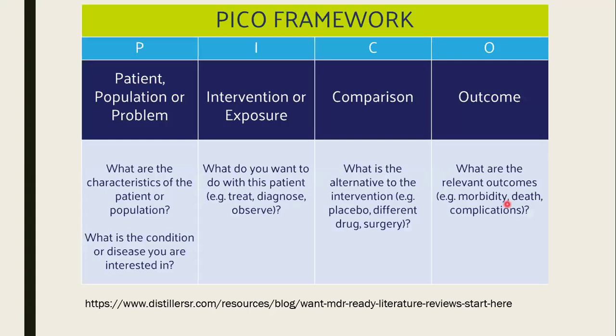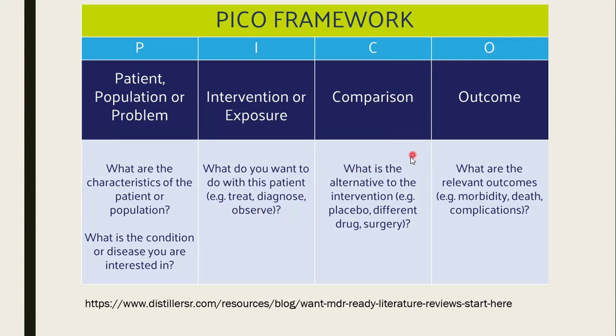Here is an example of the PICO framework. P stands for the patient, I is for intervention or exposure, C is the comparison, and O is the outcome. As you can see here, for the patient, the example of research question is what are the characteristics of the patient or population? What is the condition or disease you are interested in? For the intervention or exposure, what do you want to do with this patient? About the intervention, example to treat, to diagnose, or to observe.